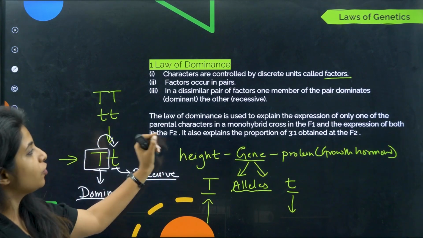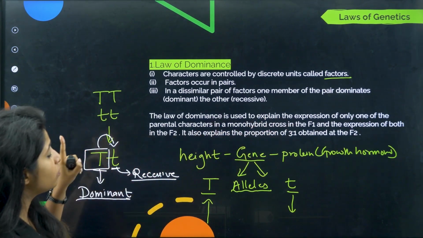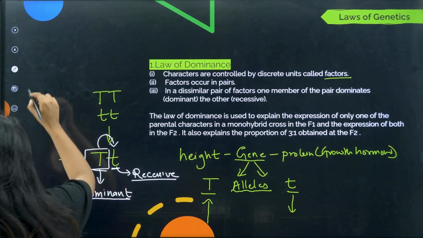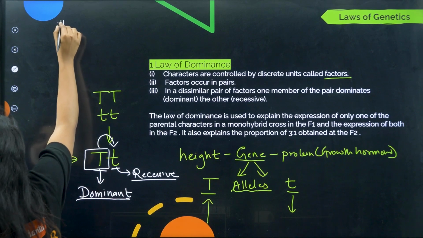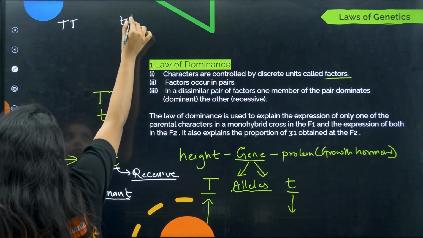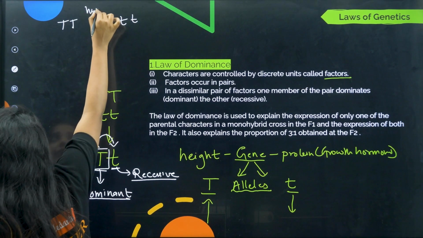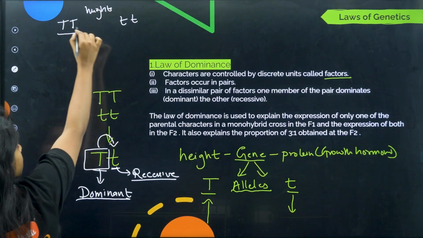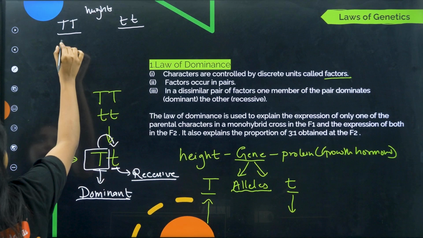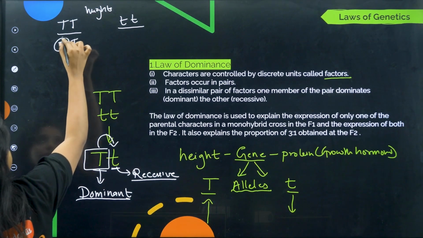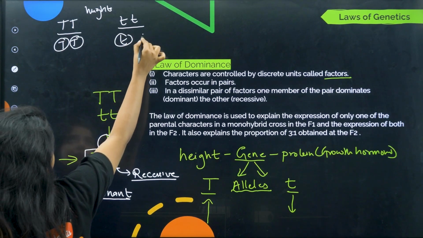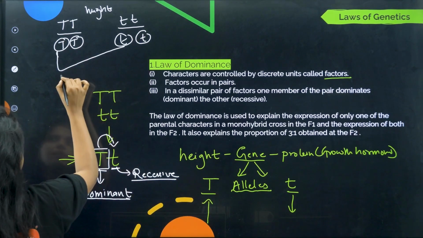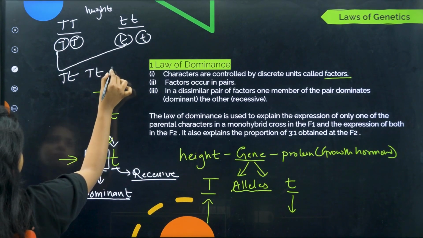Okay. Now, the law of dominance is used to explain the expression of only one parental character in a monohybrid cross. What do you mean by monohybrid cross? Basically, I am taking one character, that is height, tall. And in Mendel's experiment, what did he do? He took homozygous tall and homozygous dwarf, and then he fused them. When he fused them like this, it came to his knowledge that all of them were capital T, small t.